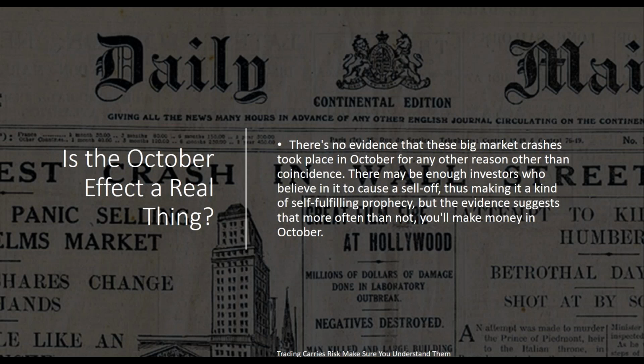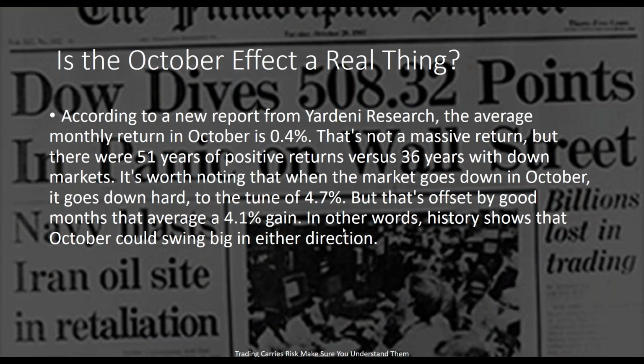There may be enough investors who believe in it to cause a sell-off. Because remember, trading is really about the psychology of the traders. So if traders get worrisome about things, it could just cause a psychological effect. It's no different than when you're looking at points of support or resistance, where you're talking about gold hitting $1,300 or $1,400. It has a hard time when it gets to that because all the markets respond to those prices, and all the traders are getting ready to react to those prices.